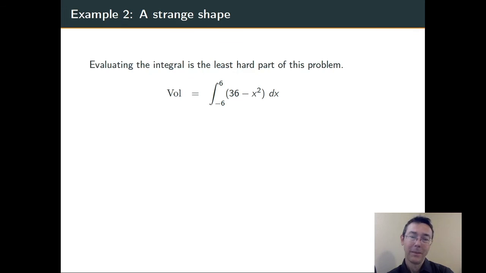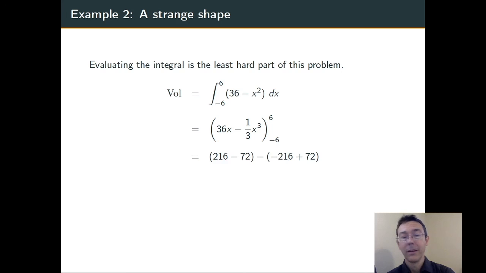So let's do it. We anti-differentiate. The 36 minus x squared becomes 36x minus one third x cubed, and we need to plug in the limits of integration. Here's what we get. Simplifying a tiny bit, the answer is 288.